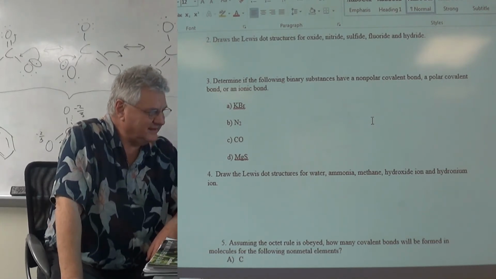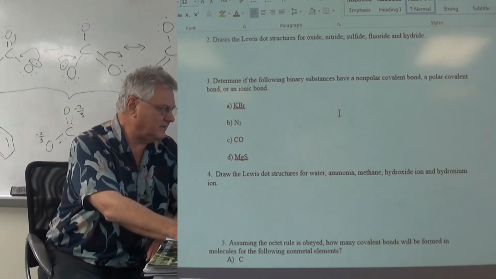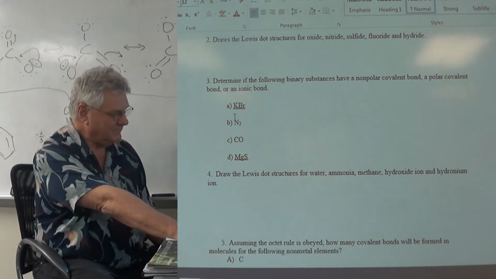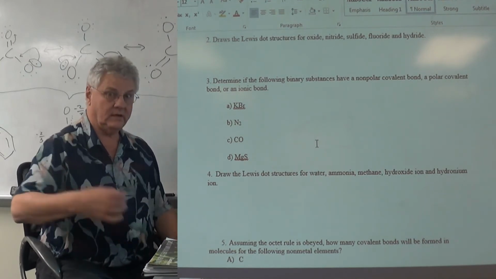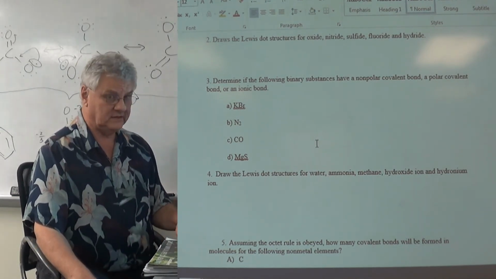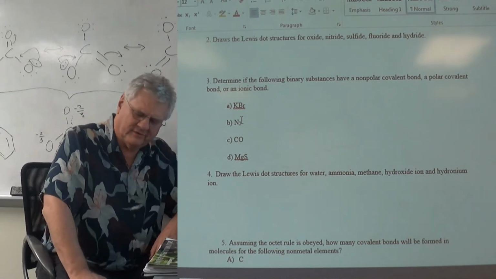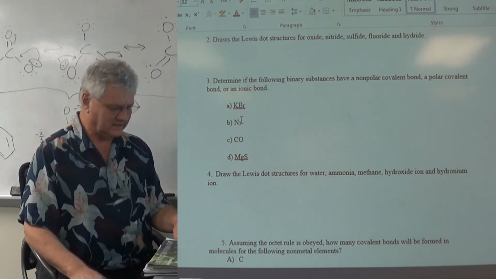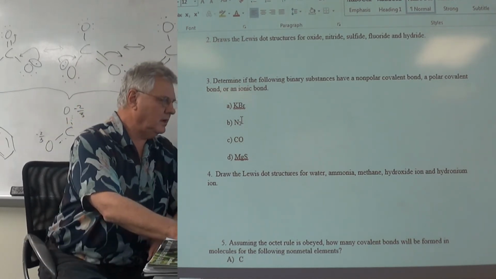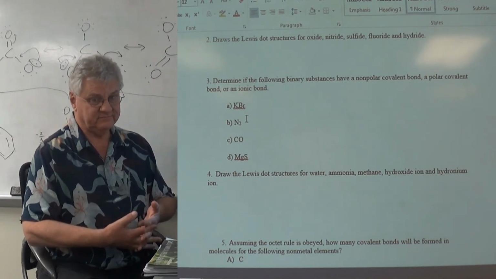Using the rules on the difference in electronegativity, determine whether the following binary substances have a non-polar covalent, polar covalent, or ionic bond. We expect metal, non-metal to be ionic. We have a metal, non-metal here and here, but go ahead and look at the table of electronegativities and subtract it and see how much it is. Also, when nitrogen bonds to itself, both of them have the same electronegativity, the difference is 0, and you're going to have a non-polar covalent bond for B. Whenever an element bonds to itself, okay?